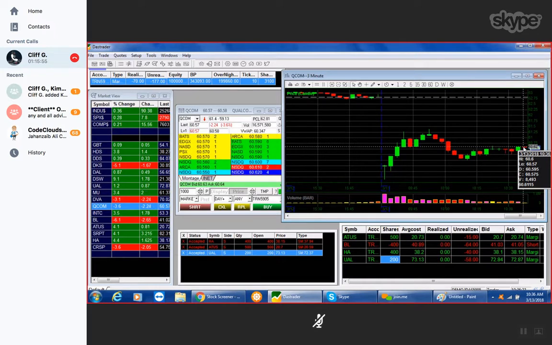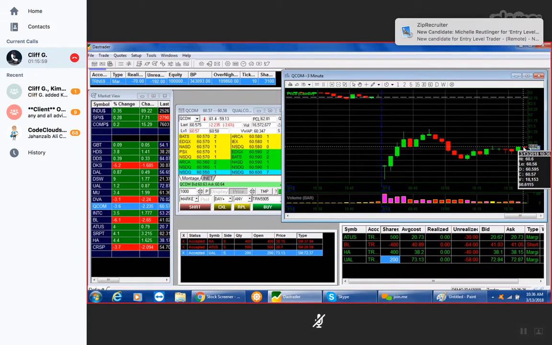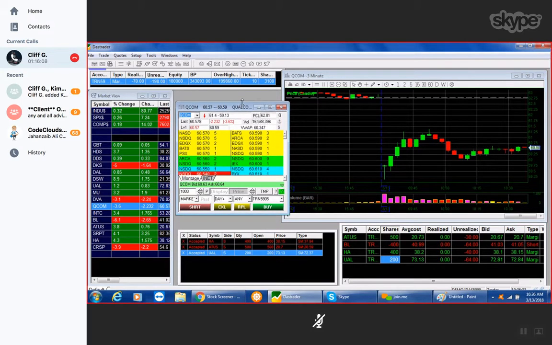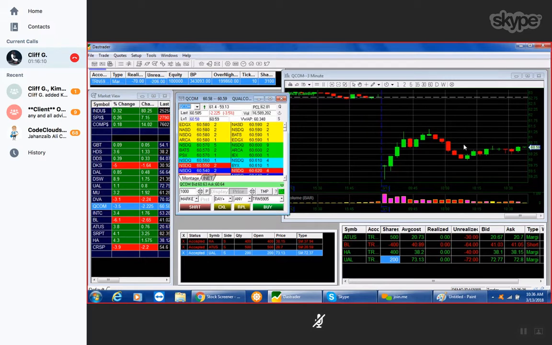Nonetheless, I'm not quite sure I would short this, at least not above 60.50. It's 60.57 bid. You want to short this, if anything, under the 60.50. All right, so I'm not going to do anything with this one here either.